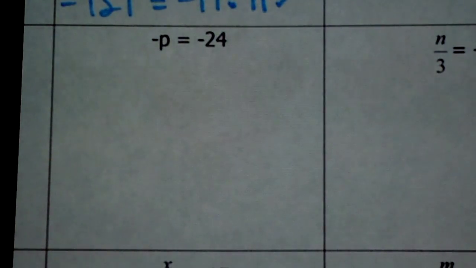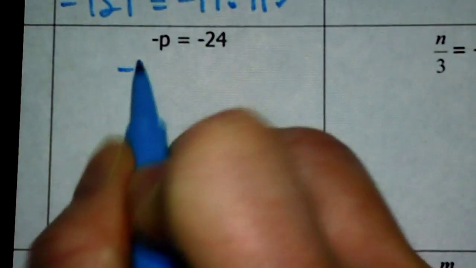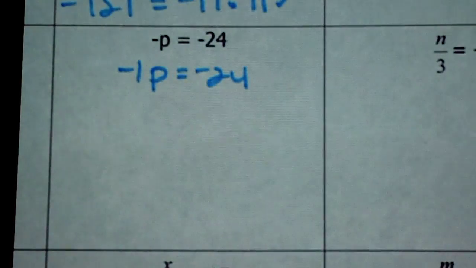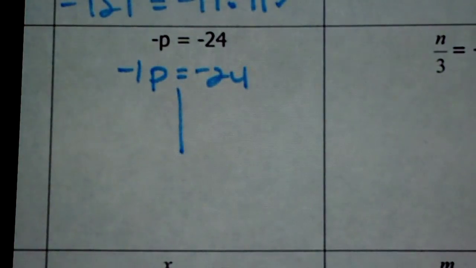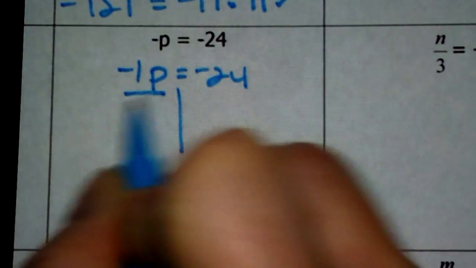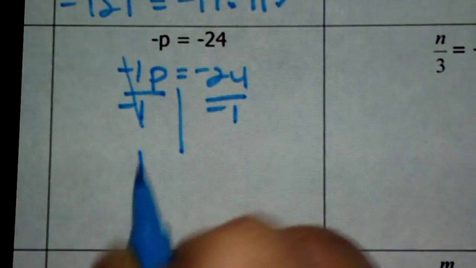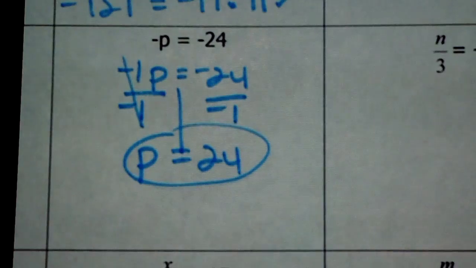So what's going to be helpful to you is thinking back to like terms. When you had negative p, didn't that mean negative 1p? Yeah, so you need to see this as negative 1p. And now, oh yeah, okay, p is being multiplied by negative 1. To undo multiplying by negative 1, we divide by negative 1. Negative 1 divided by itself is a positive 1. And negative 24 divided by negative 1 is a positive 24. So if you see a negative variable, remember it means you have negative 1 of that variable. You can divide both sides by that negative 1 and then it goes away.